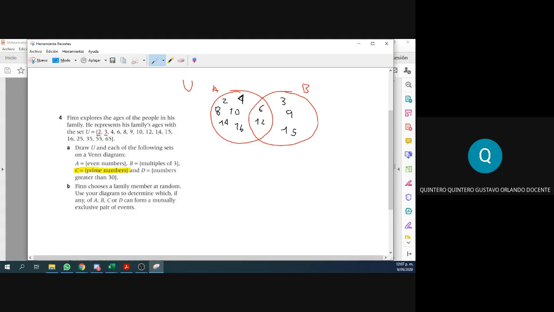So, no. All right. All the multiples of 3 are not prime numbers, of course, except the number 3. So, not the 9, not the 12, not the 15. All right. 25 also no. 35 is 7 times 5, so no. 55 is 5 times 11, so no. 65, is 65 a prime number or not, guys?